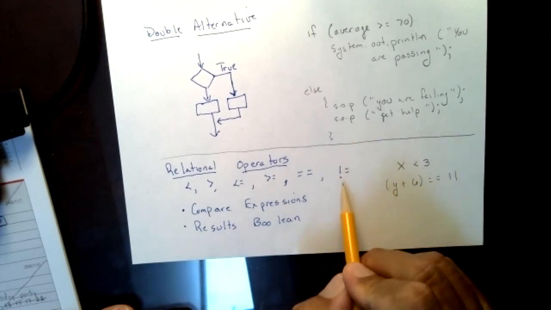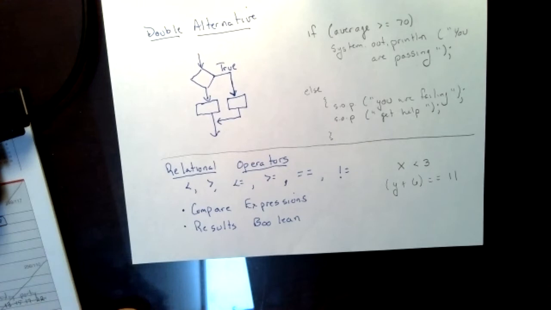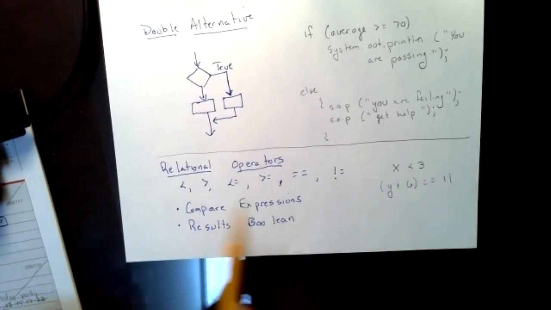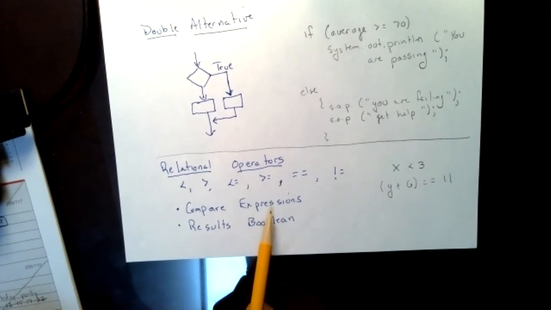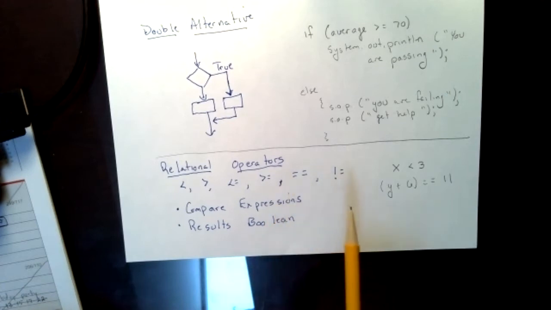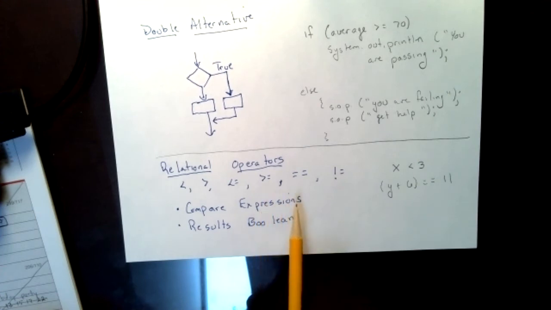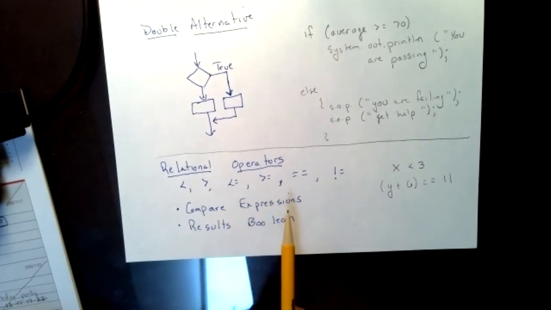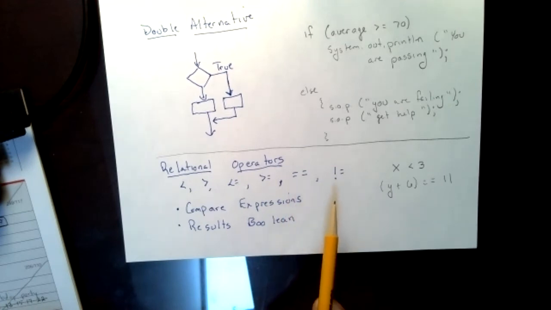And then finally, the exclamation stands for not. So that would be not equal. And how do relational operators work? Here's two points. They compare expressions. Now remember, in your math world, what an expression is. 2x plus 3 is an expression. 2x plus 3 equals y is an equation. So when I say compare expressions, it's similar to an equation, with no equal sign. They compare expressions, and the result is a Boolean.